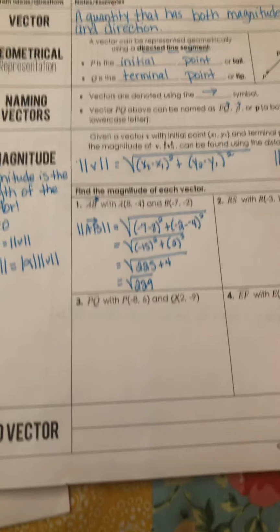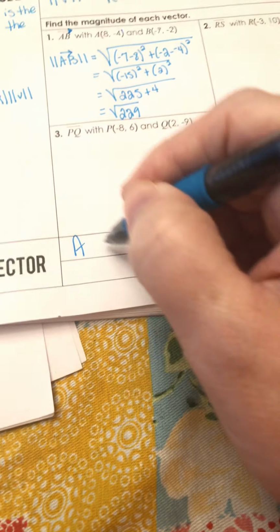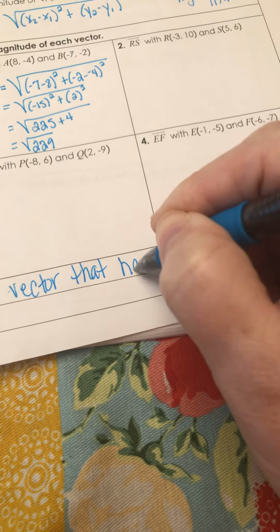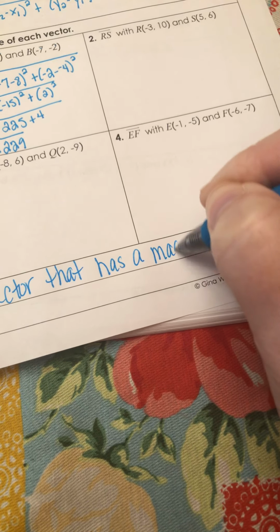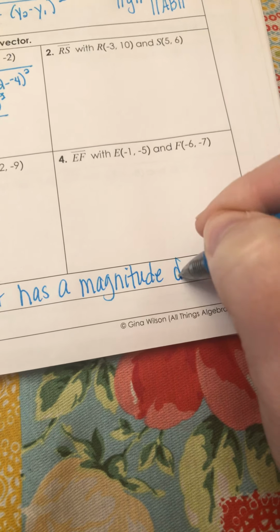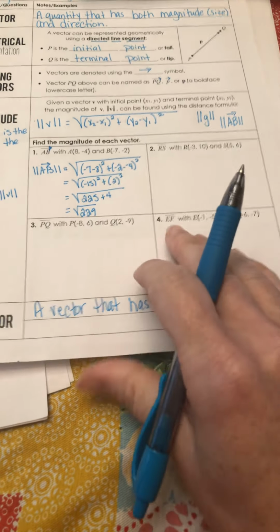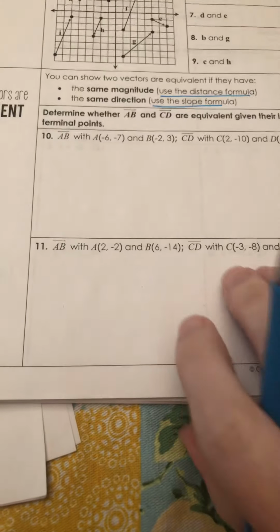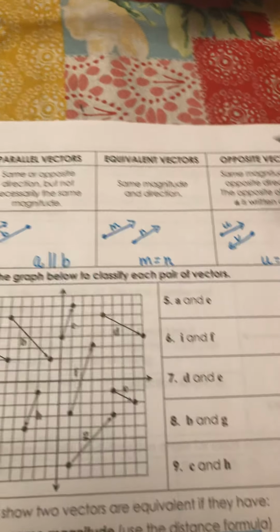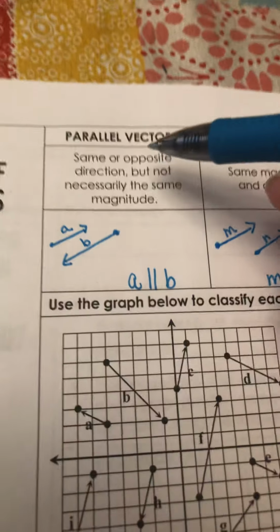Now if you look at the bottom, it says a zero vector. A zero vector is a vector that has a magnitude of, guess what? 0. So a zero vector is a vector that has a magnitude of 0. All right, on our next page, we are going to be talking about parallel vectors, equivalent or equal vectors, and opposite vectors.